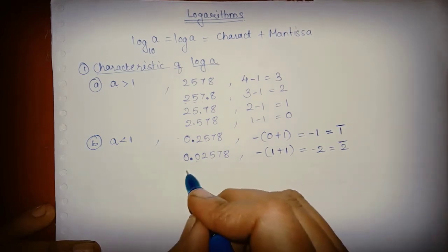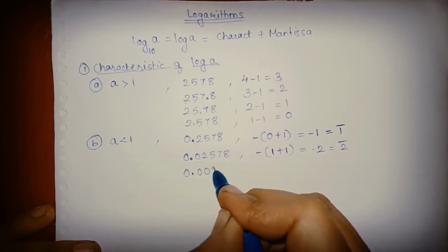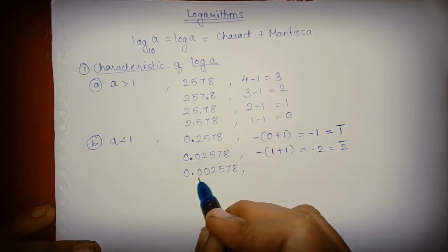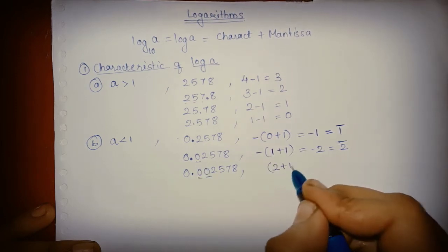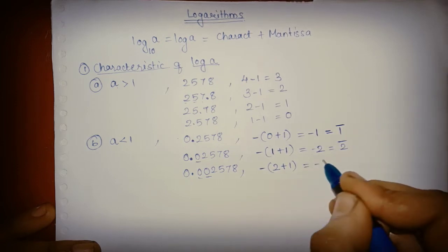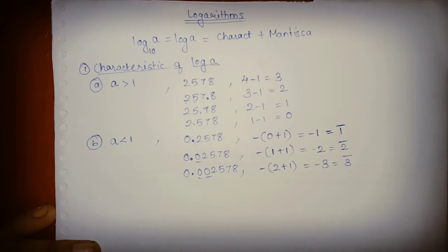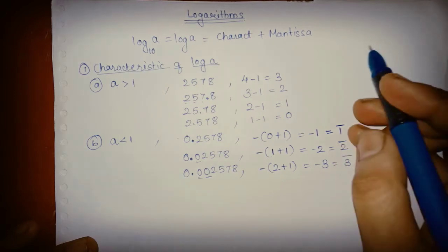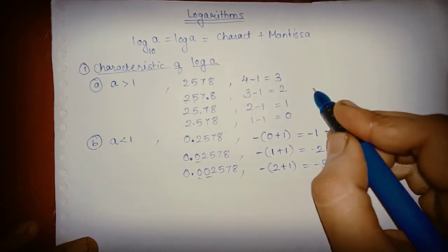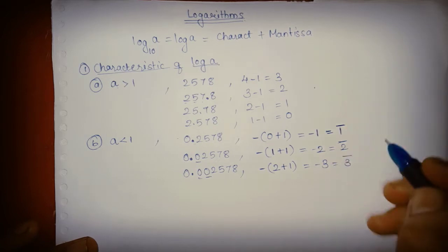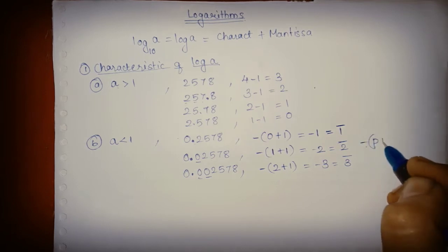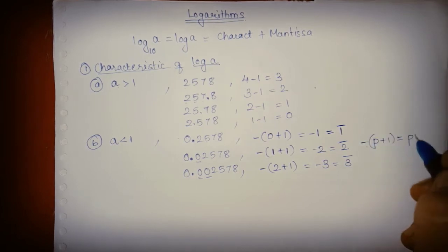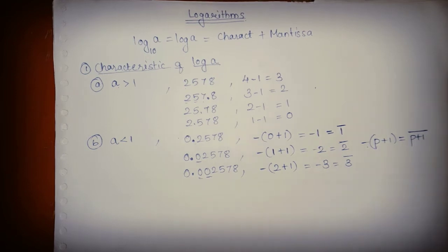Now suppose 0.002578. Here 2 zeros are there. So this is 2 plus 1, that is minus 3, that is 3 bar. This continues. So here you can write it as, suppose p is the number of zeros, so it becomes minus p plus 1, which you can write as p plus 1 bar. This is your characteristic.